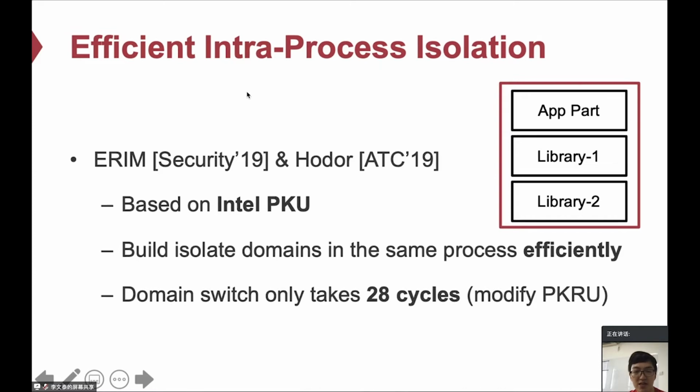Prior studies such as ERIM and Hodor leverage Intel PKU to build isolated domains in the application processes. Thus, mutually distrusted modules can run in the same process. The efficiency of such design is twofold. First, memory access checking is done by the CPU without leading to any software overhead. Second, switching between different modules is achieved by simply modifying the PKRU register, which only takes about 28 cycles.